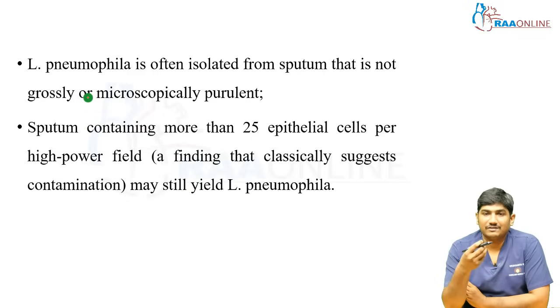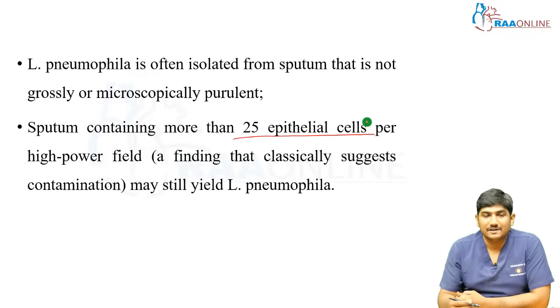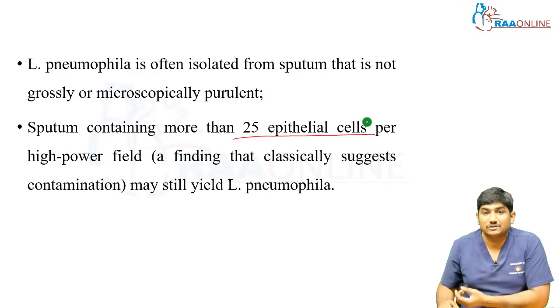Okay, it will have more than 25 epithelial cells per high power field, right? So if your sputum sample contains 25 epithelial cells per high power field, you usually assume it to be contamination, right? Even in such samples, you will still be able to see pneumophila. Okay, you just need to identify the correct method to detect that particular bug, but the bug will be present.